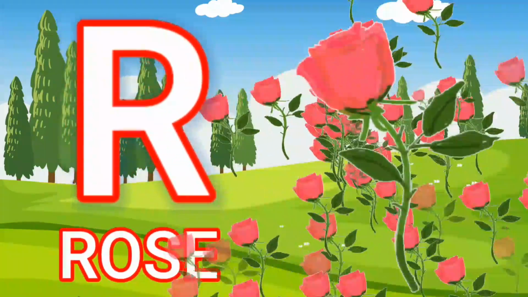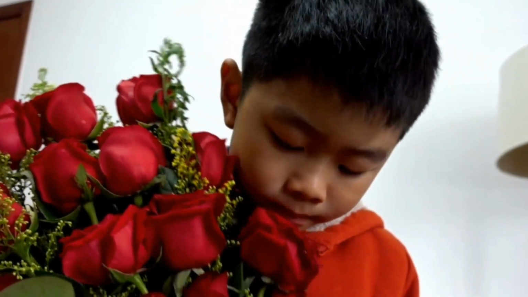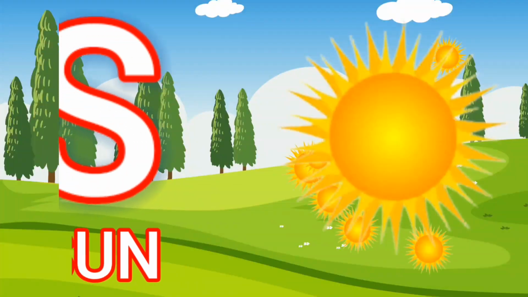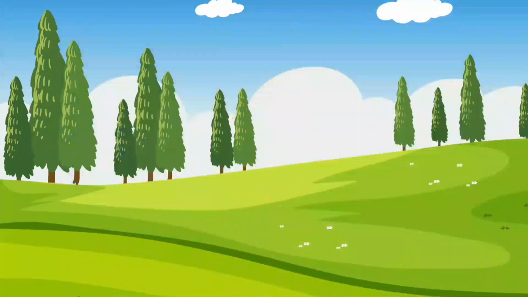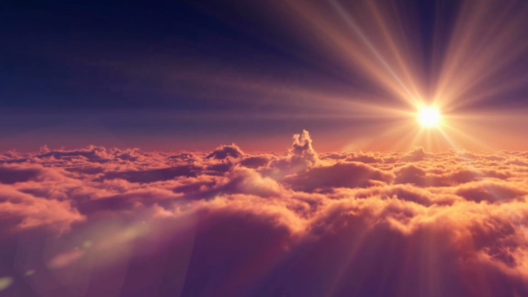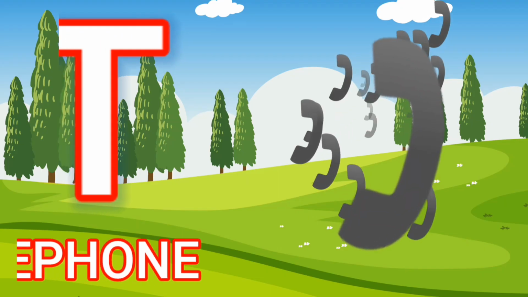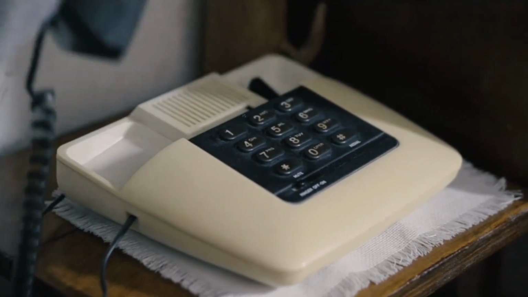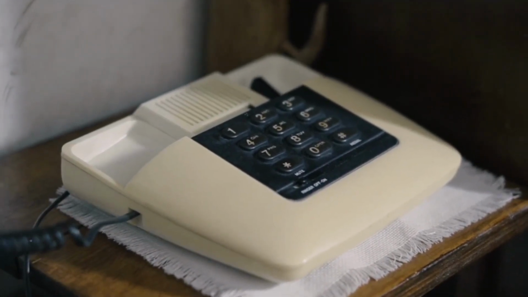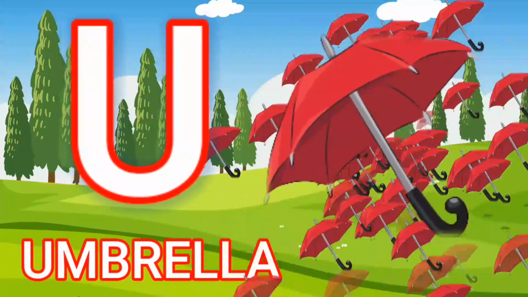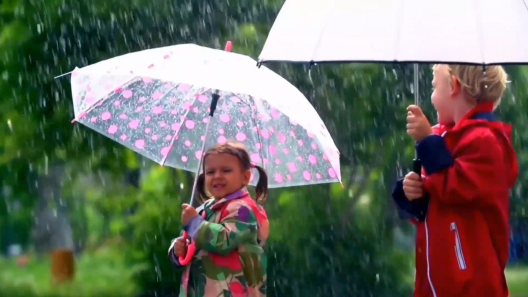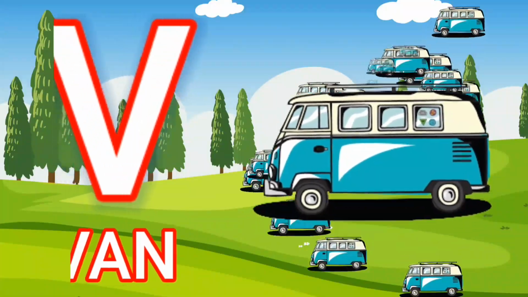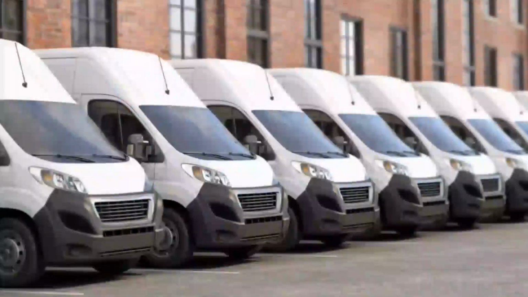R for roach. S for sun. T for telephone. U for umbrella. B for van.